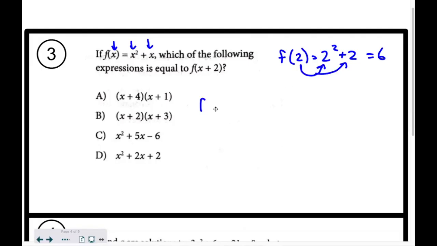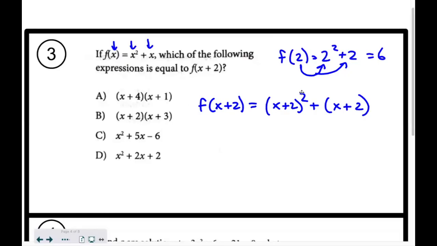If they're asking for f of x plus 2, it means I'm going to take the input and first square it. So that's x plus 2 squared. And then I'm going to add x plus 2. So that's the first part of this. Notice that answer is not there, so we have to simplify.